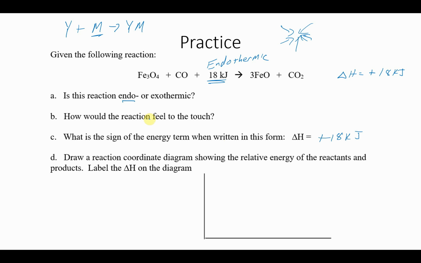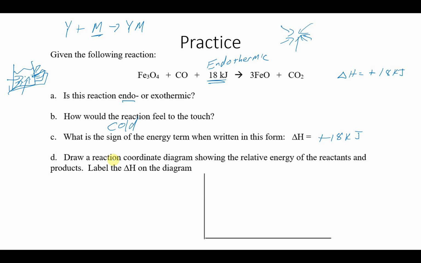How would the beaker feel to the touch? Well, if we had the chemicals in the beaker, they are absorbing energy. Energy is going in. Well, if energy is going in, how would it feel to your hand out here? Another terrible hand drawing. Those are my fingers. Well, if energy is going into the beaker, it's taking energy from your hands. I think it would feel cold to the touch.